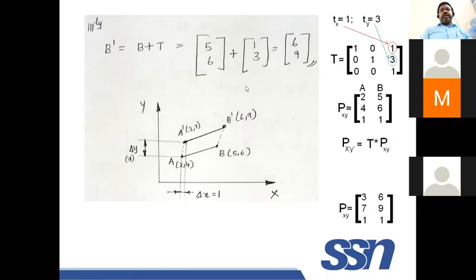The same addition you can perform by using a homogeneous matrix. Now this will be the new position of A prime, 3, 7. If you look at this, it is 3, 7. B prime is going to be 6, 9. You will be getting 6, 9. Okay. Any problem in understanding this? Shall we move to the next problem?